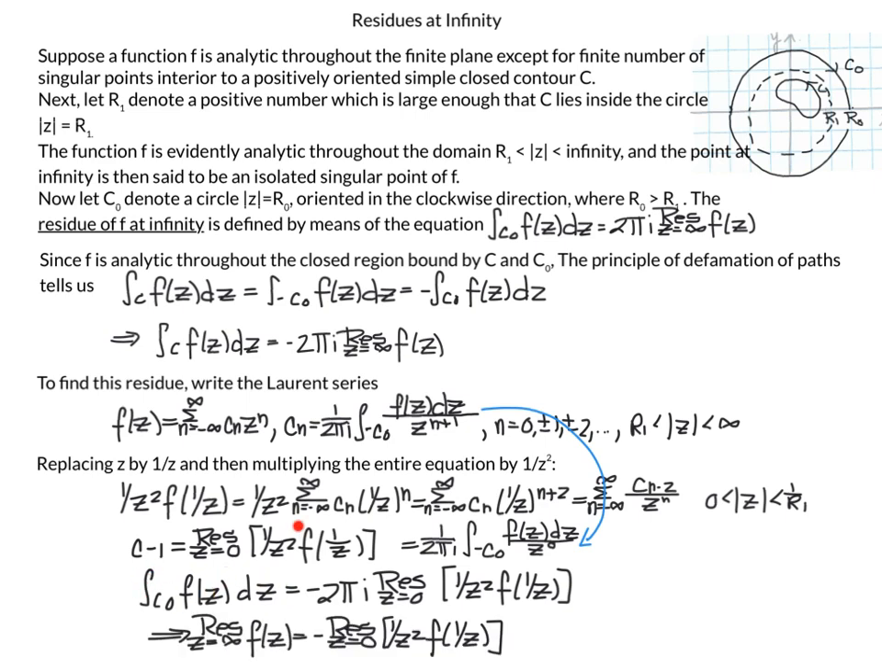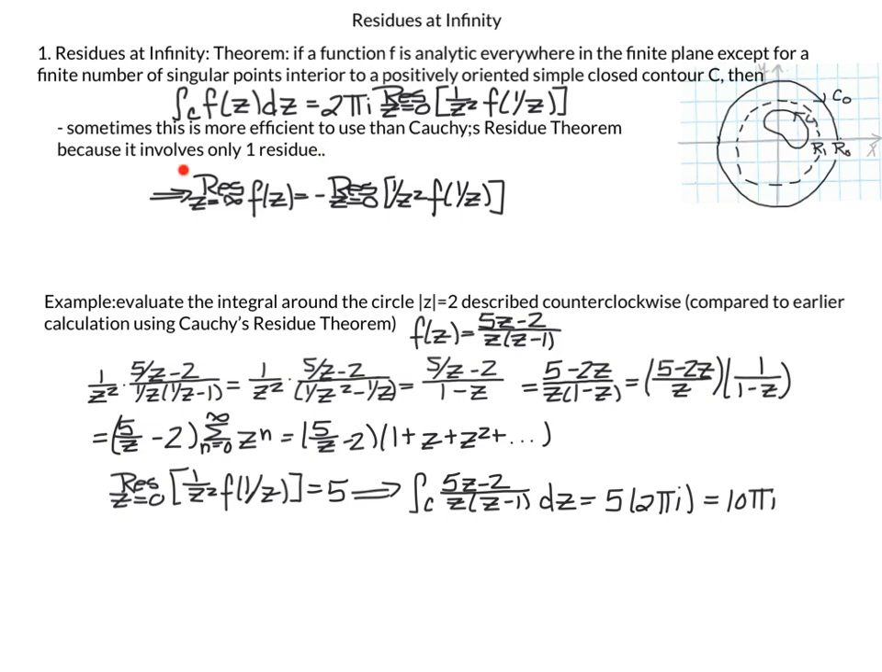Since this over here is equal to minus 2 pi i residue at z equals infinity of f of z, when I compare that to here, that means the residue at z equals infinity of f of z is equal to minus the residue at z equals 0 of 1 over z squared f of 1 over z. And this is how we derive this formula here. The residue for z equals infinity is equal to the negative residue at z equals 0 of 1 over z squared f of 1 over z.